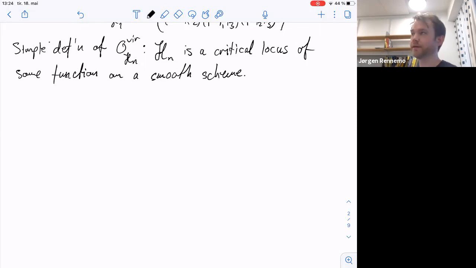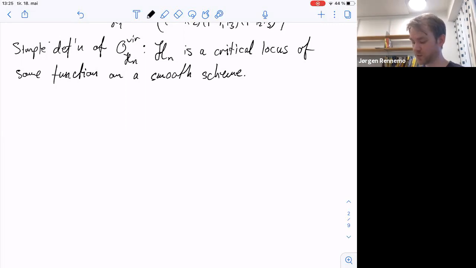This is a general technical fact about Donaldson-Thomas theory, meaning studying the enumerative geometry of moduli of sheaves on Calabi-Yau threefolds. There's a general theorem saying that moduli of sheaves on a Calabi-Yau threefold are locally written as critical loci of a function on a smooth variety. So that's a key local fact about these moduli spaces.